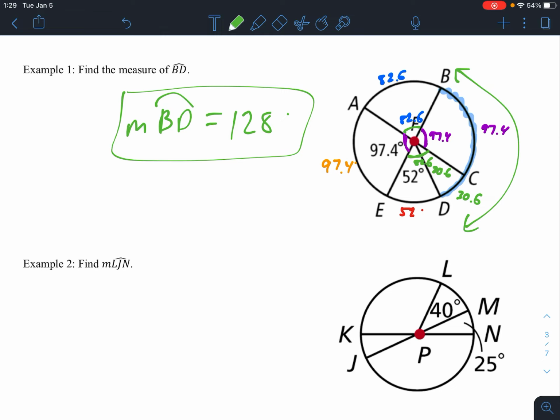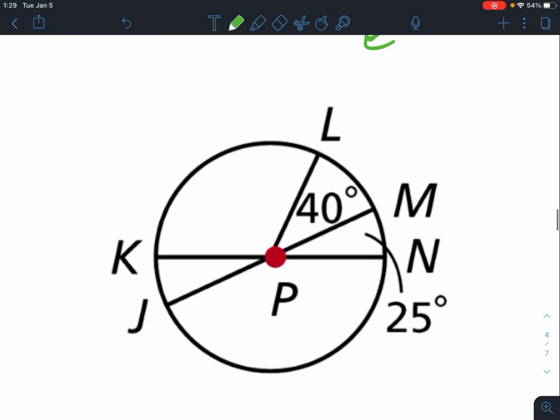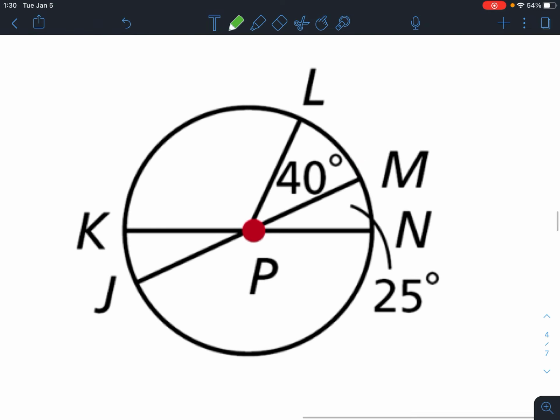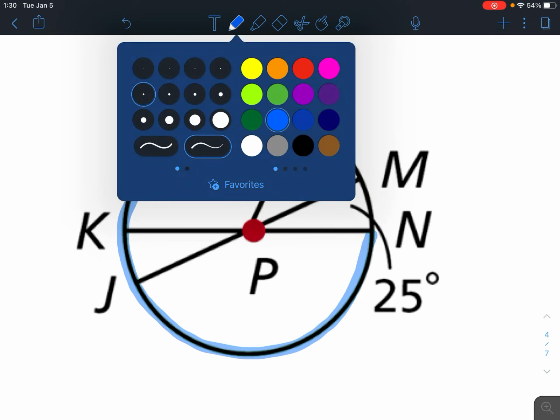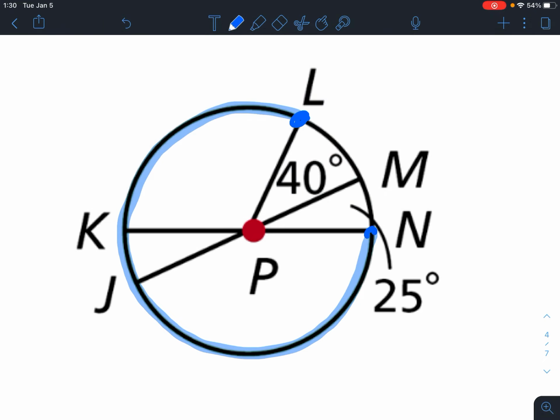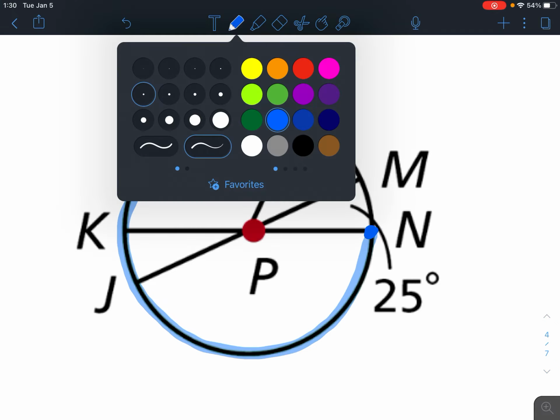Let's take a look at example 2. Example 2 says to find LJN. So immediately you know LJN is a major arc. So that is the arc we are looking for, from here to here. Now this is a much easier one. There's a couple different ways to do this, but there's a really simple way. So let's do it that way.